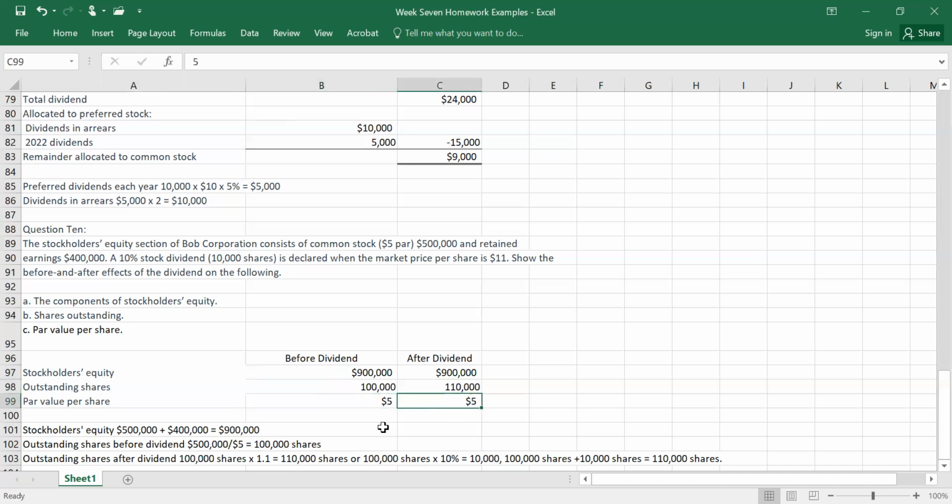Par value doesn't change. It's $5 per share. Forgot to tell you how I got the stockholders' equity. It is the 500,000 par value, right? Plus the 400,000 retained earnings. If we add that together, we get the 900,000.